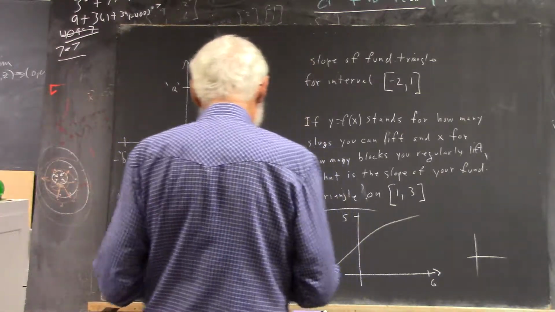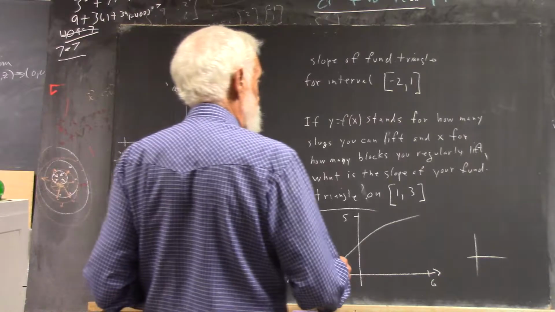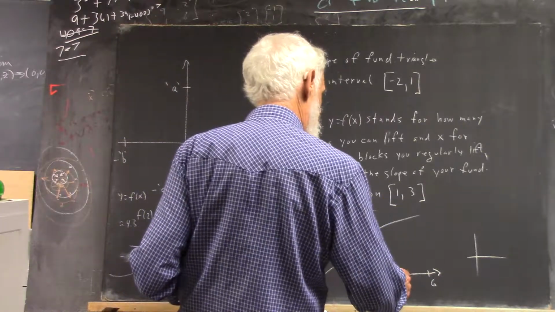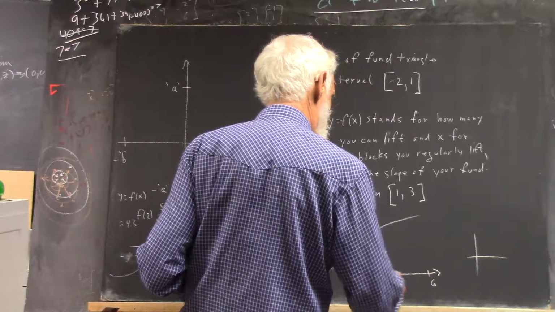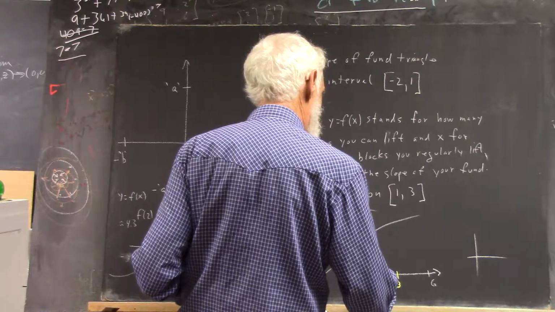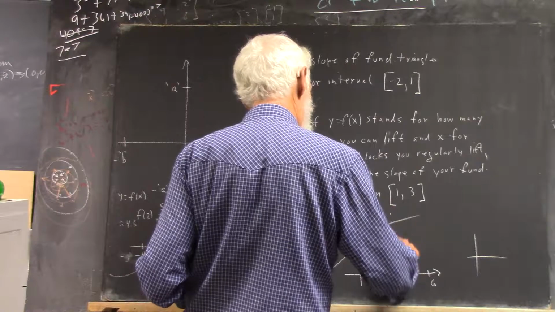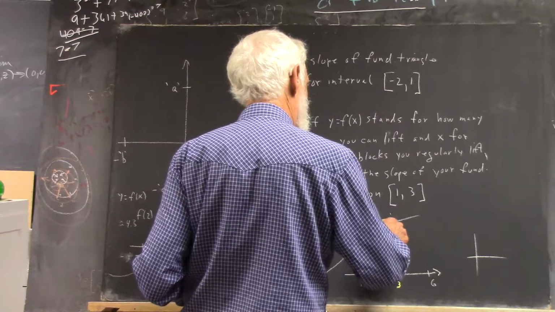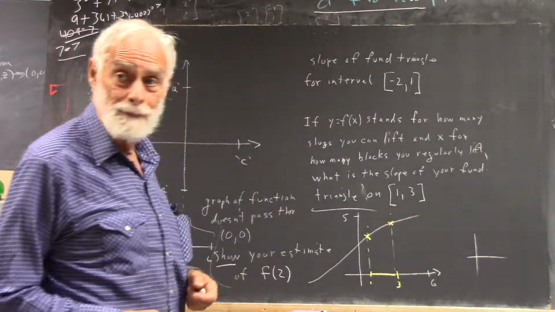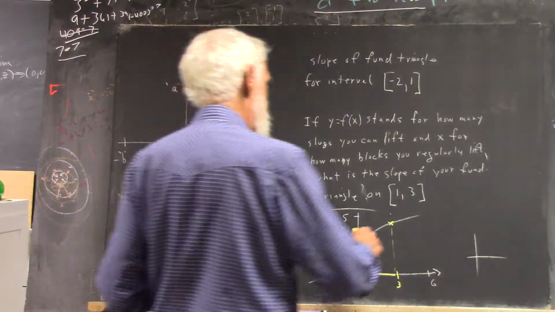So we look at the interval 1, 3. So 3 ought to be about here. 1 ought to be about here. There's the interval. Now we have 2 points, and we can draw the fundamental triangle.